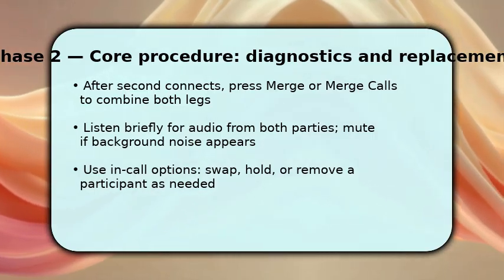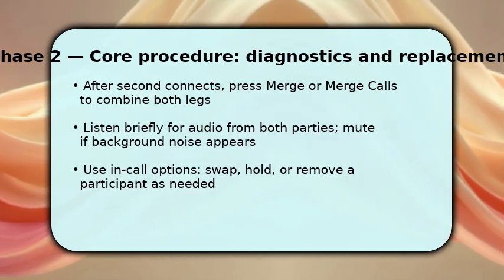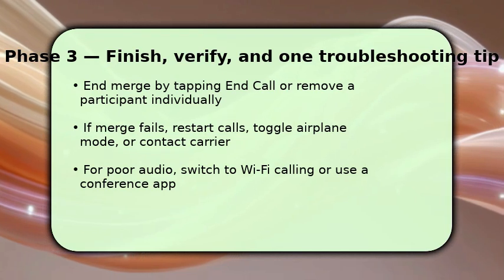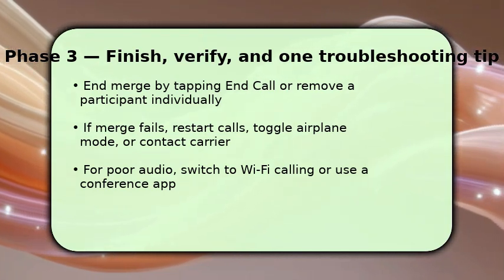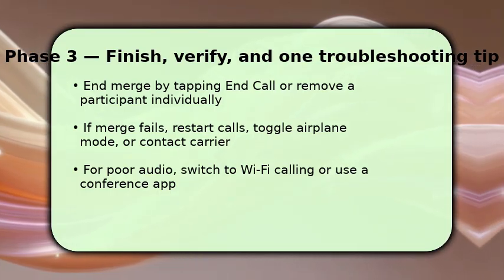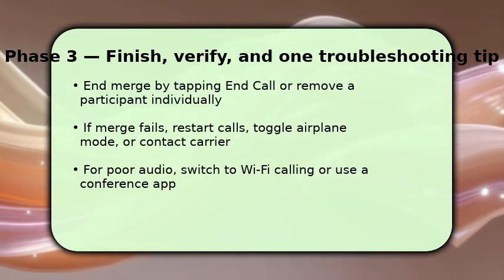To finish, tell both parties you will end the merged call, then tap End Call or remove an individual participant from the conference list. If merging fails, try simple troubleshooting. Hang up both calls, restart dialing, or toggle airplane mode to reset network radios.